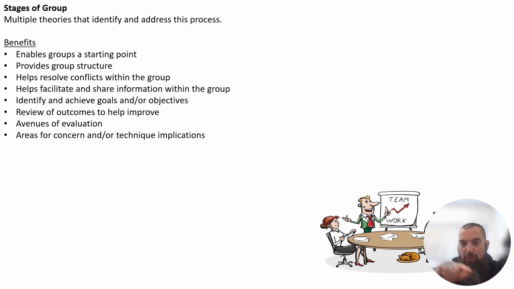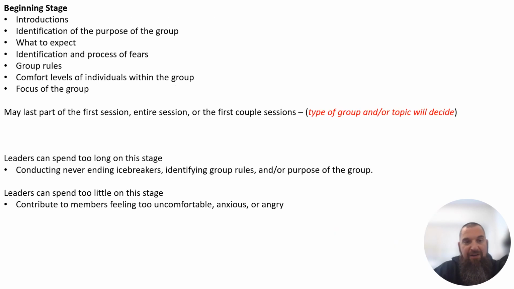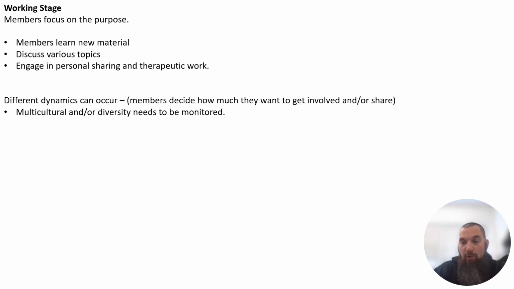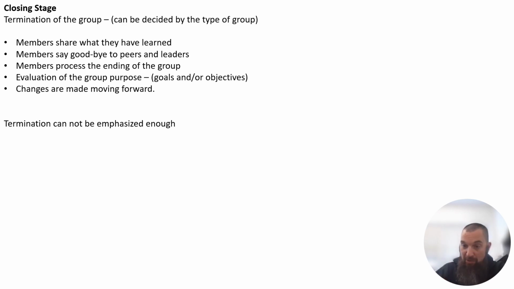Now, within your groups, and your book touches on this a little bit, you guys have all heard about these in terms of the stages of group. So the stages of group, very simply, we're talking about the beginning stage, I had mentioned earlier, the working stage, which is what we just talked about, those middle rounds. And this is where members focus on the purpose. This is the most important part. And then we have the closing stage.